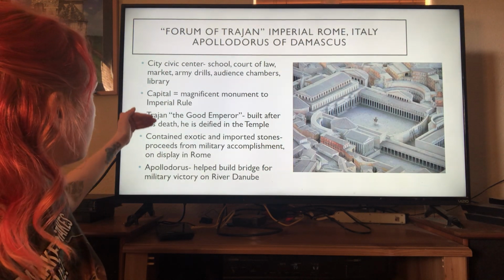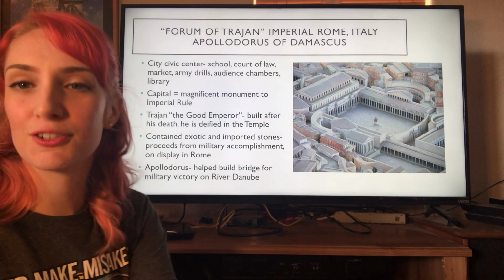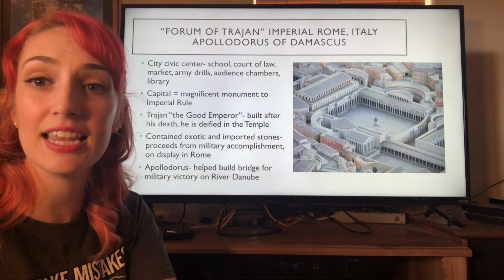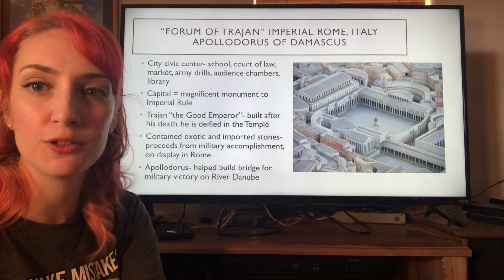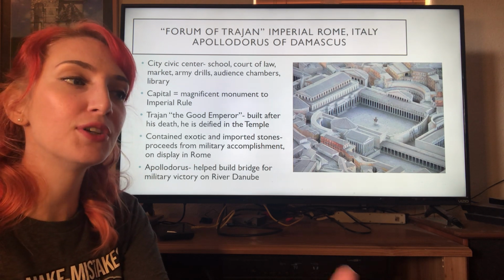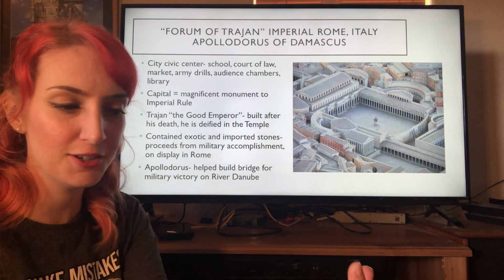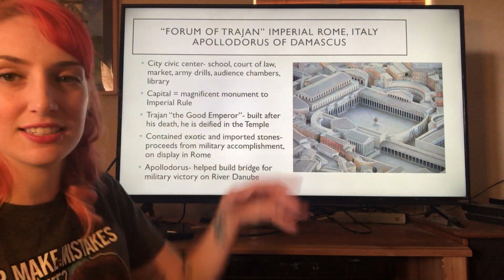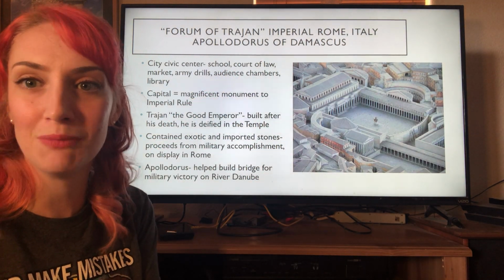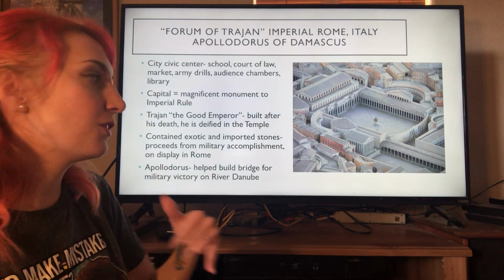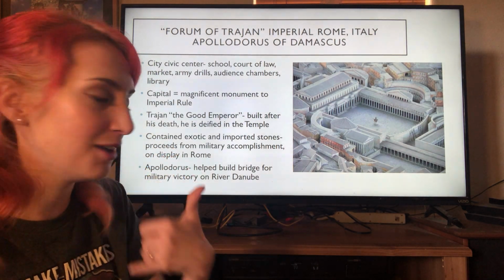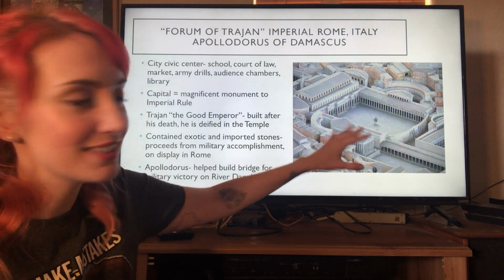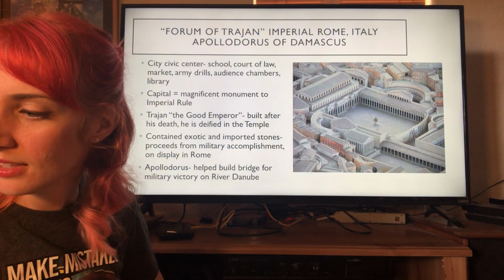All right, move on. Apollodorus. The reason why Apollodorus is tasked with this project is he had previously worked very closely with Trajan on building a bridge across the river Danube to conquer some major territory. So Apollodorus is a very well-known military engineer. Their first thought is to call him to design this complex honoring the military victories of Trajan.